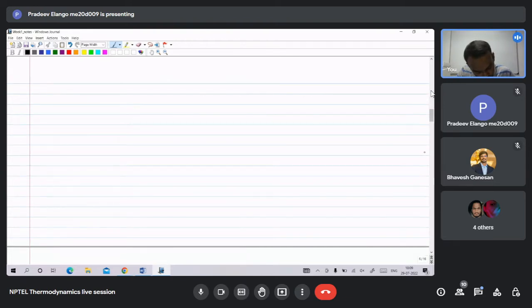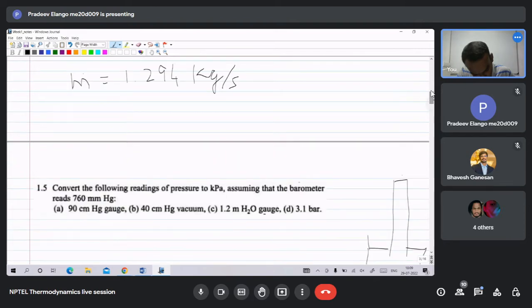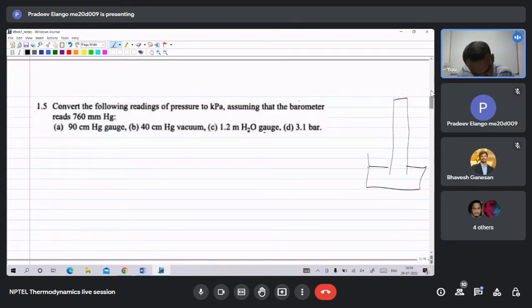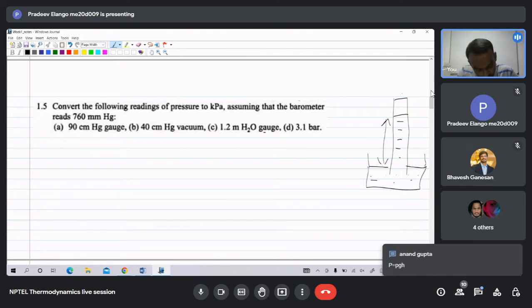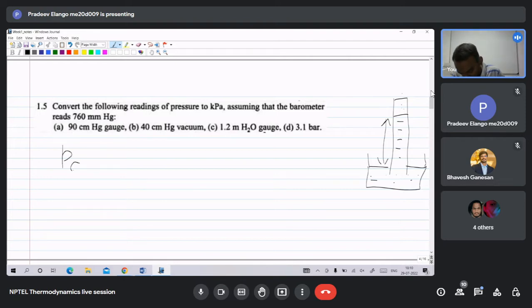This is open to atmosphere, and here this is filled with mercury, and this length is 760 mm. So here there will be vacuum on the top of the mercury filled column, and 760 mm of mercury means if you want to calculate the atmospheric pressure P atm, we have rho g h.